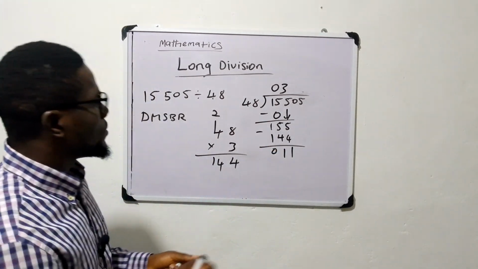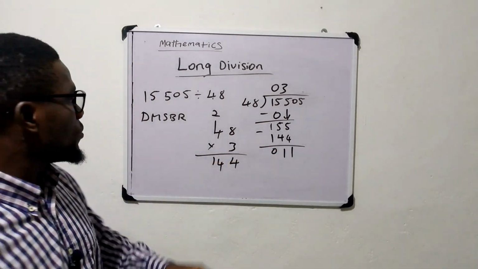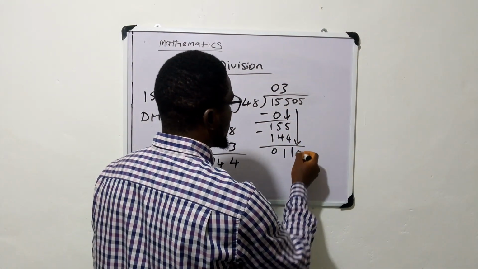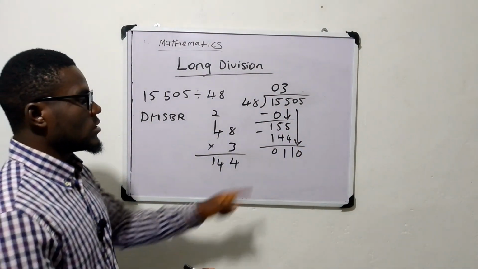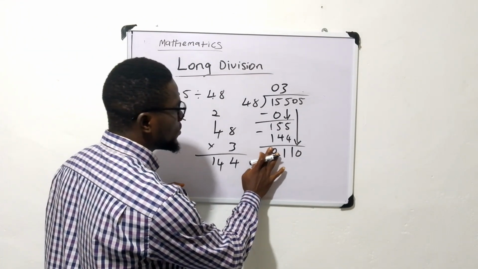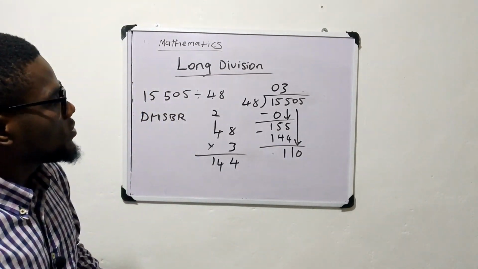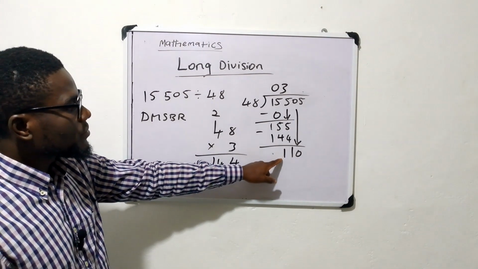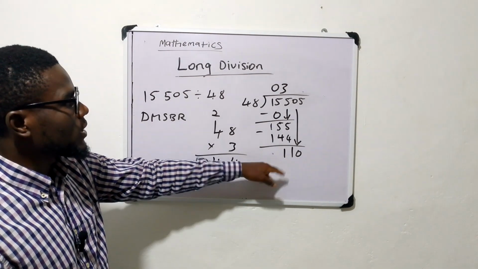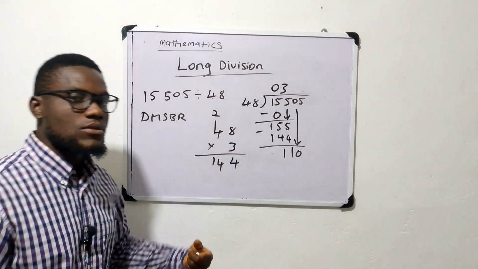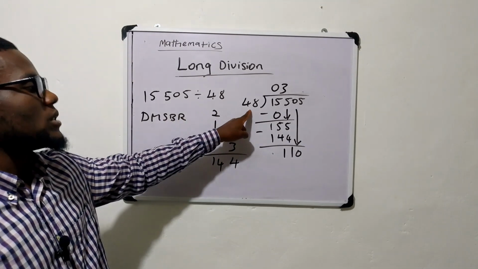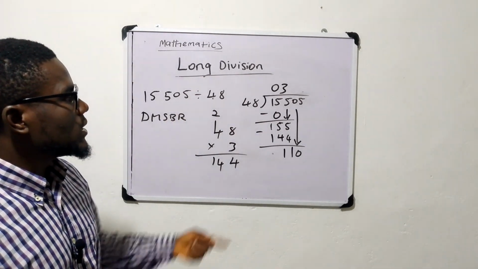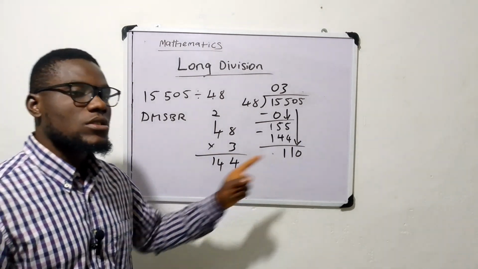So the next step is to bring down. We want to bring down 0 here. You can just clean this 0, forget about it; it means nothing. Now we also divide 110 by 48. That is to say, how many times is 48 contained in 110?